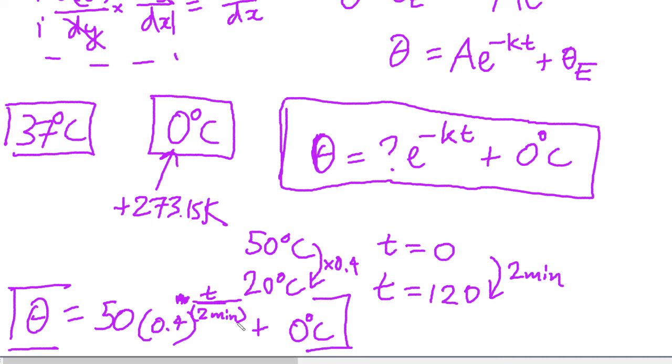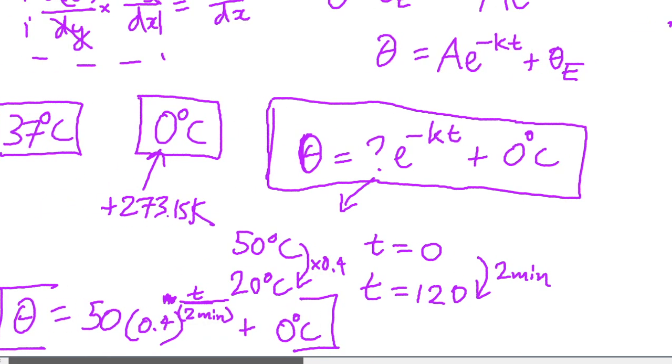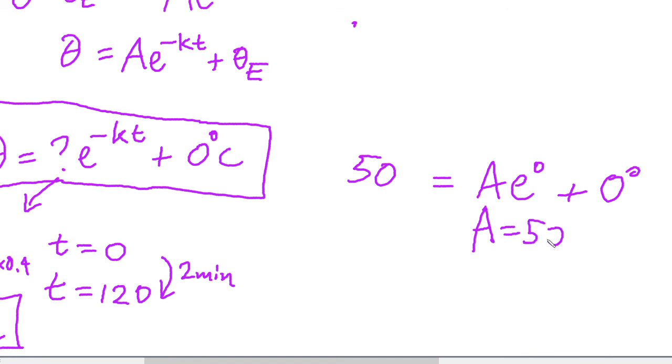And while that's one form, that's the practical form from the actual data that you might use, because the information that this differential equation has given us is that it's an exponential decay of temperature. But if you wanted to put it into an e to the kt form, well, a would be 50, because if 50 is when t is equal to 0, that means minus kt is 0, e to the 0 is 1, and plus 0 degrees Celsius.